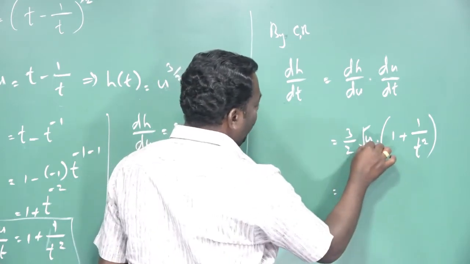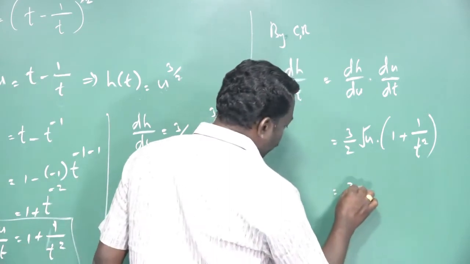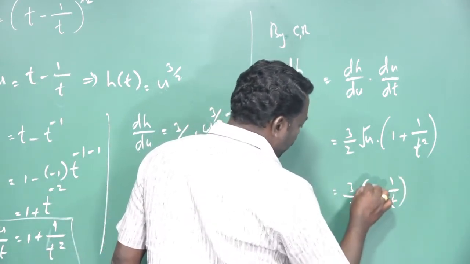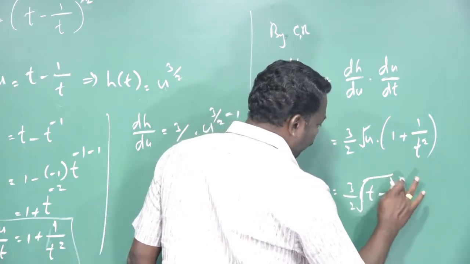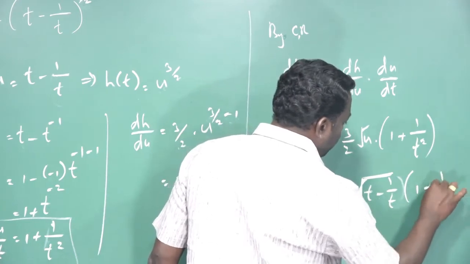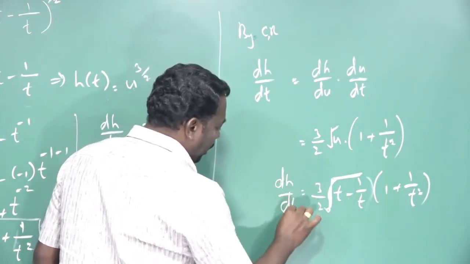Now applying the u value. What is the u function? u equals t minus 1 by t. Therefore, 3 by 2 into the square root of t minus 1 by t, which is u, into 1 plus 1 by t squared. That is the dh by dt derivative.